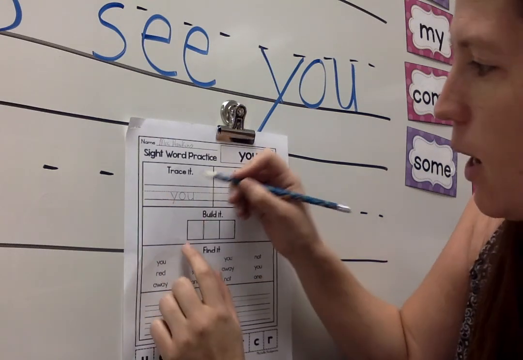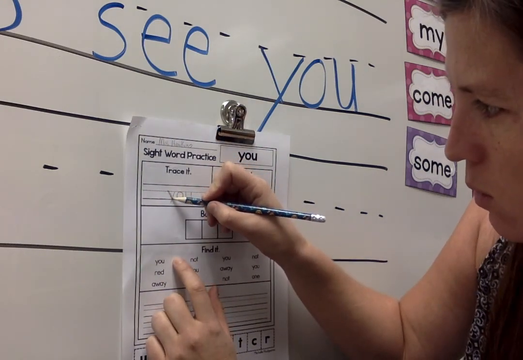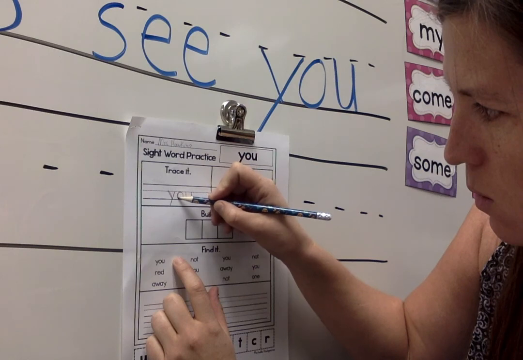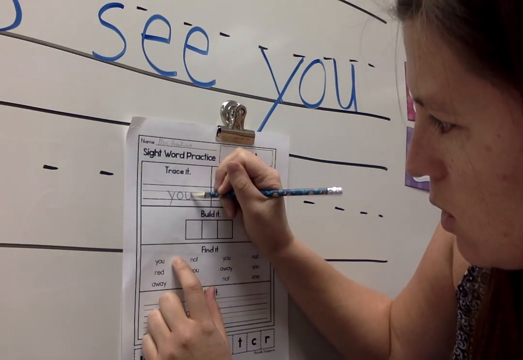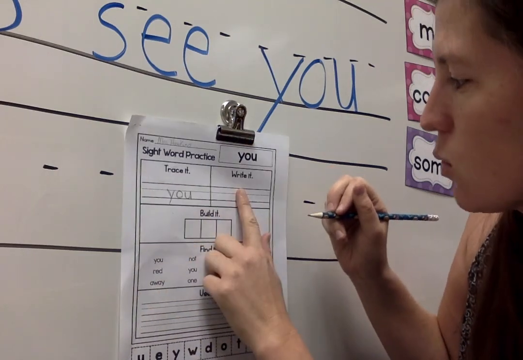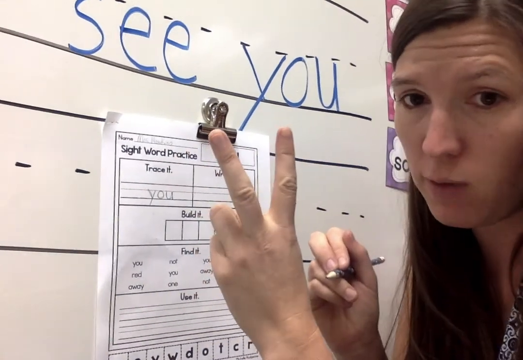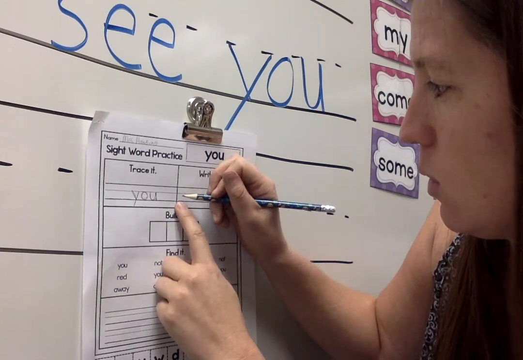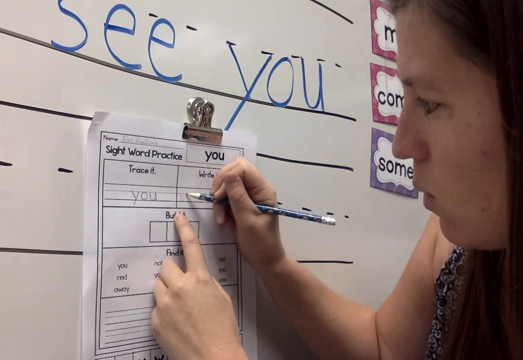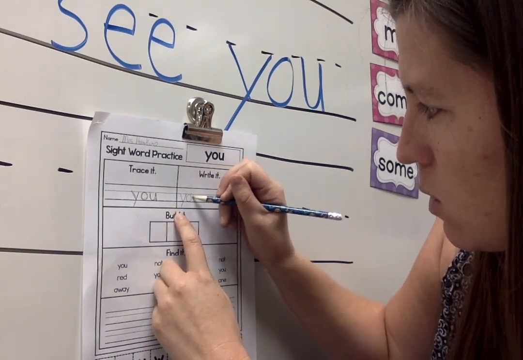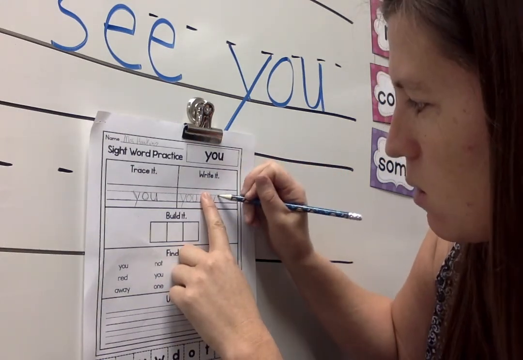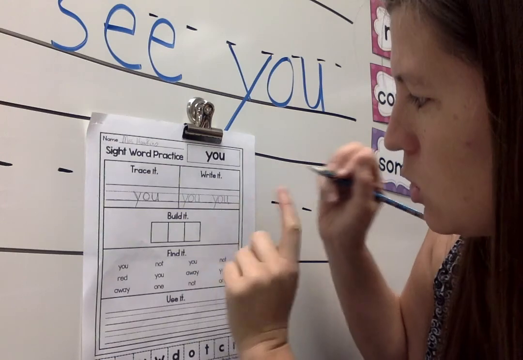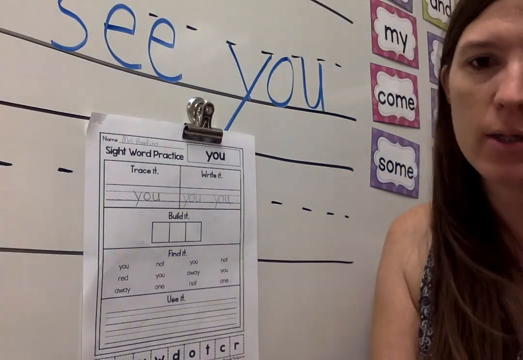Trace it, Y-O-U. Y-O, oh my gosh, I'm not writing very well today. U. Write it, you're going to write it two times because you can fit it twice in there. Start on the left, Y-O-U. You. Finger space. Y-O-U. You. Build it. Get your scissors.